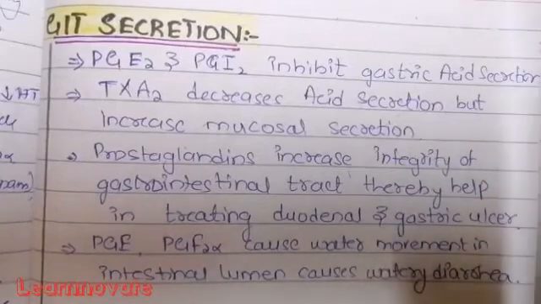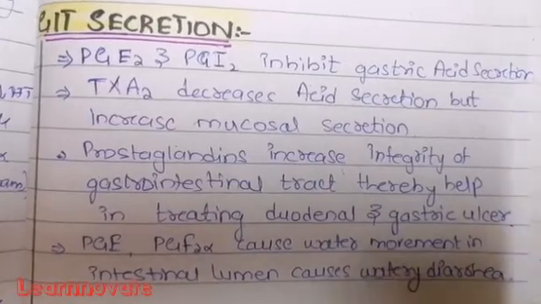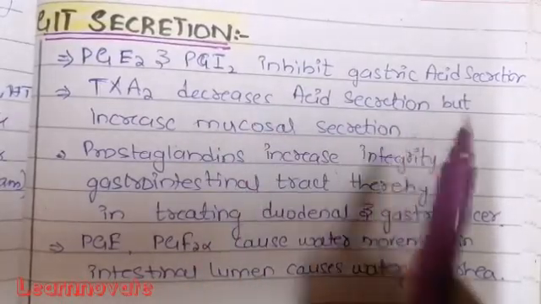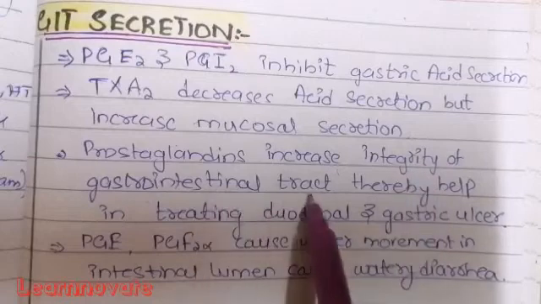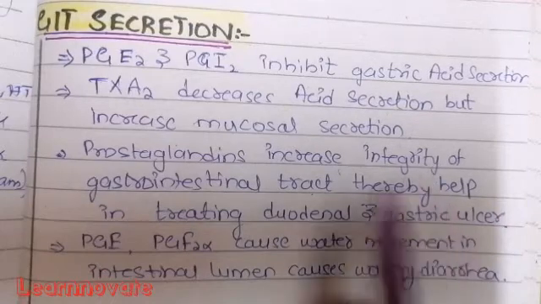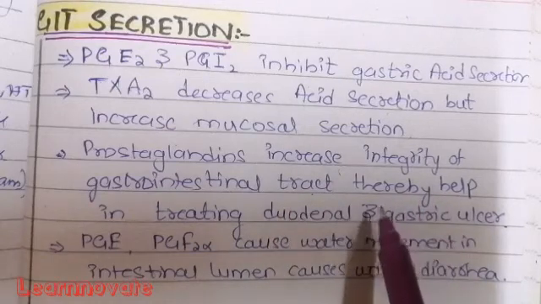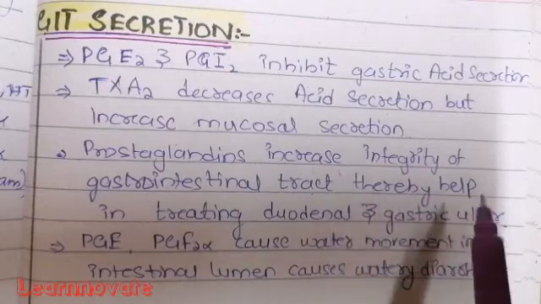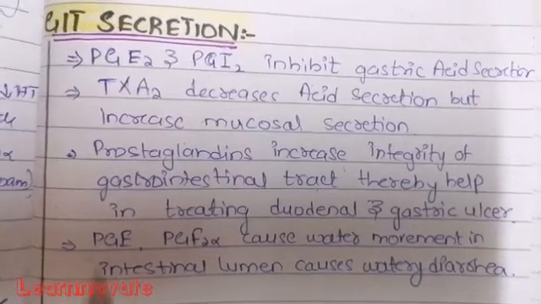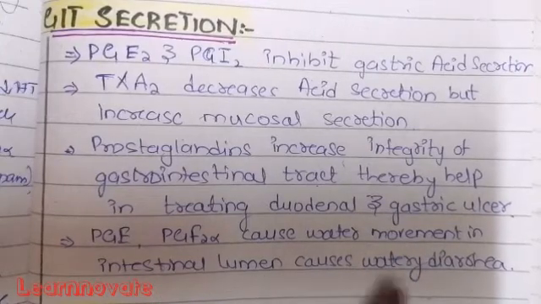Now the effects on the GIT secretions. Prostaglandins A2 and I2 inhibit gastric acid secretion, and thromboxane A2 also decreases acid secretion, but it increases mucosal secretion. The prostaglandins increase the integrity of the GIT wall. How? By helping in treating duodenal and gastric ulcers. We have previously discussed that they increase the mucosal lining and provide protection against any ulcerative condition in which the mucosa is damaged. So prostaglandins are helpful in maintaining the GIT lining and increasing GIT motility, that is peristalsis. Prostaglandin E and F2 alpha can also cause watery movement in the intestinal lumen, thereby causing watery diarrhea.